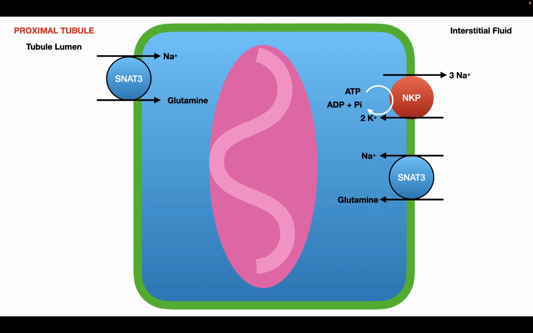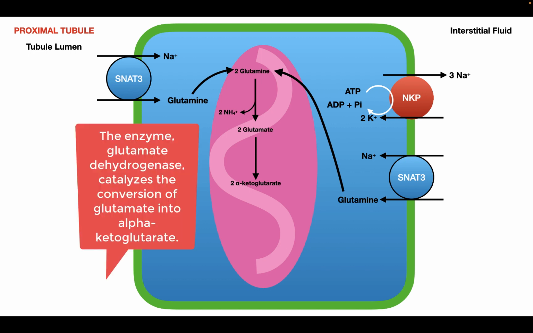So once glutamine is in the cytosol, the glutamine can be transported into the mitochondria. Now, it's in the mitochondria where these 2 glutamines can be converted into glutamate. Now, during this conversion, 2 ammonium molecules are released during this reaction. After the glutamate is formed, the glutamate will form another molecule called alpha-ketoglutarate. And during this conversion, 2 more ammoniums are formed.